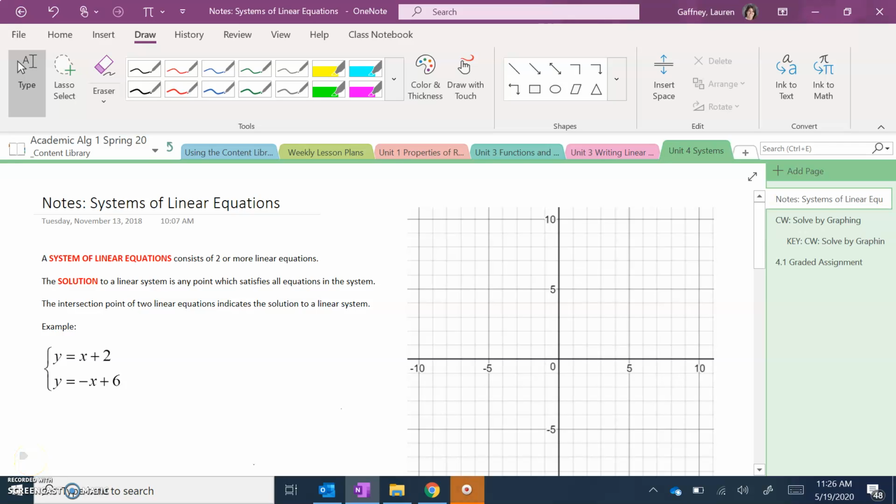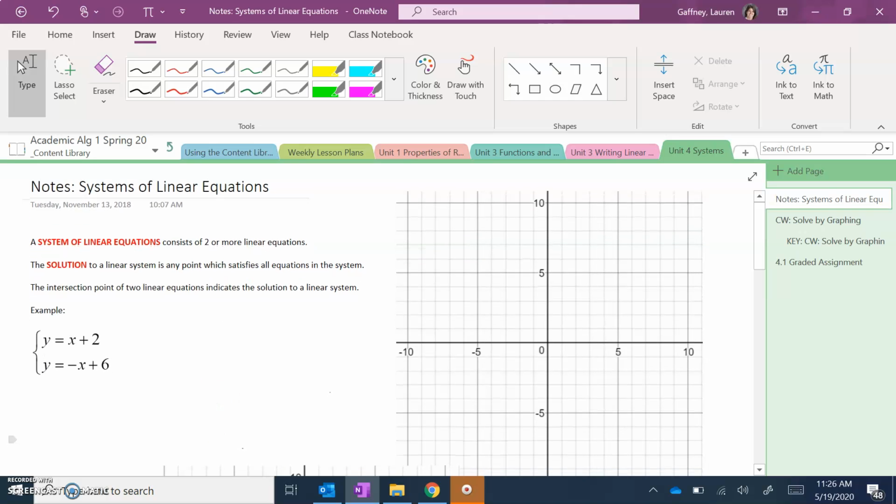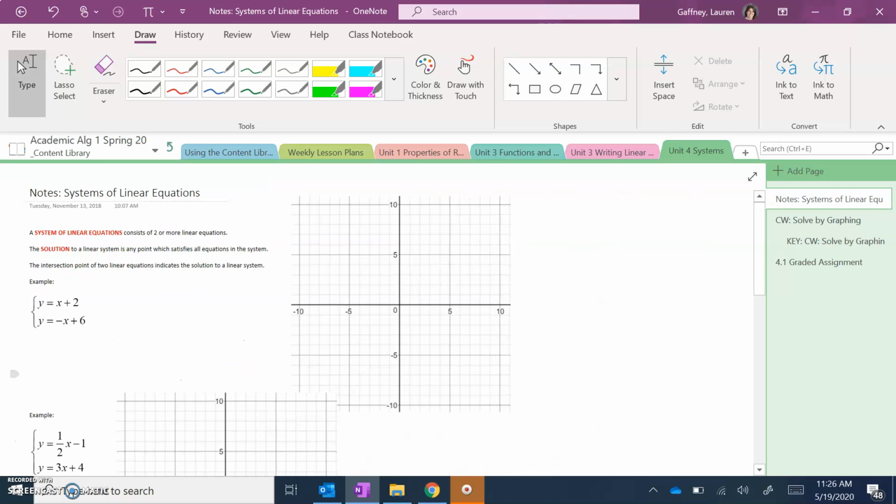Hi guys, so this is our next unit on systems. We're going to start by actually graphing linear systems. So hopefully we'll remember how to graph. I'll go through a couple examples here so you can see what's going to happen.